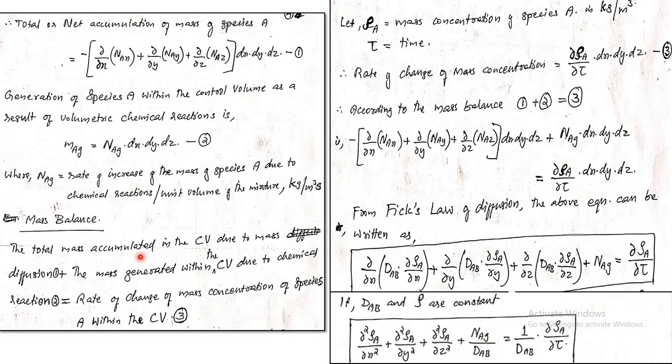The total mass accumulated in the control volume due to mass diffusion in all directions, in x direction, y direction and z direction, plus the mass generated within the control volume due to some chemical reactions, should be equal to the rate of change of mass concentration of species A within the control volume during a specified time. This is the mass balance equation. So first consider the mass accumulation due to diffusion in all three directions.